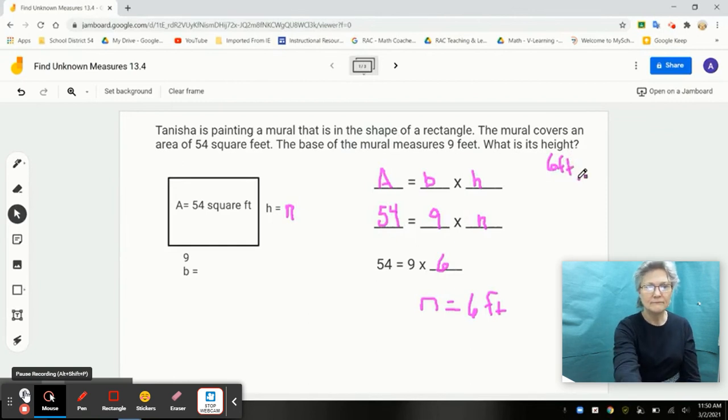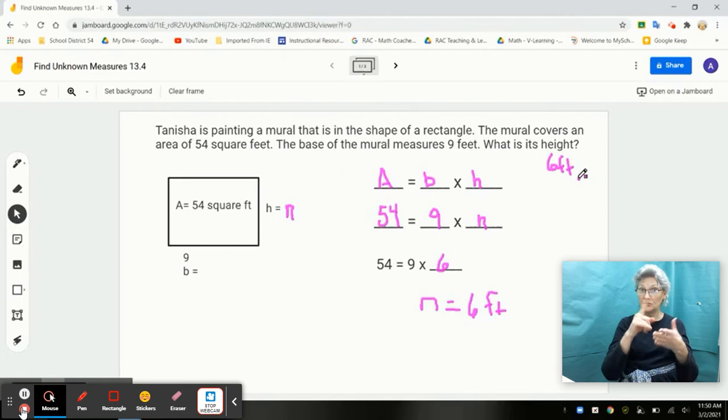One way that we could check the reasonableness of our answer is to multiply the base and the height together, because we know if our area equals what we've solved for, then it's correct. So if we were to multiply 6 times 9 or 9 times 6, we get 54. So we know that our answer is reasonable.